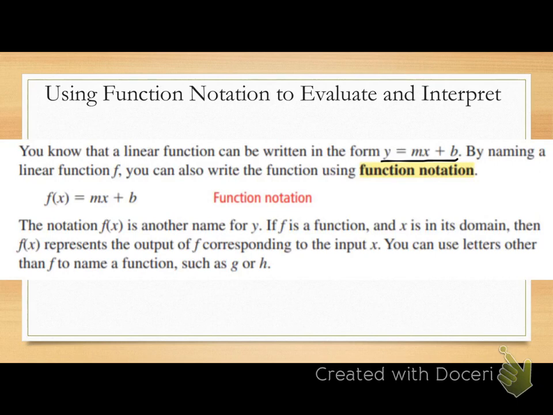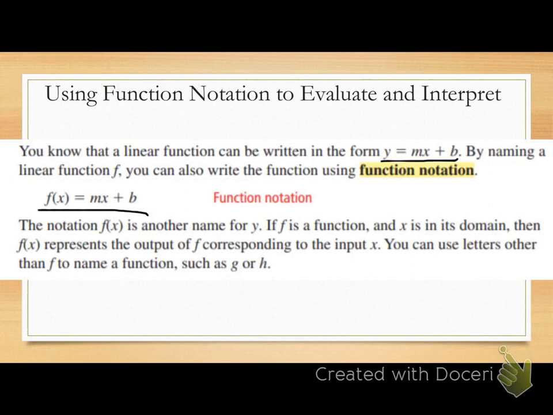By naming a linear function f, you can also write the function using what we call function notation. It looks different, but it's completely the same as y equals mx plus b. This is how we would read it. F of x equals mx plus b. So this is function notation right here. And it's not f times x, it's f of x.